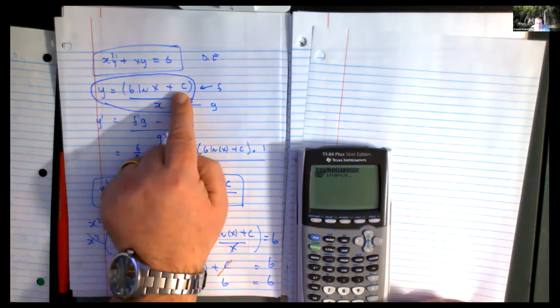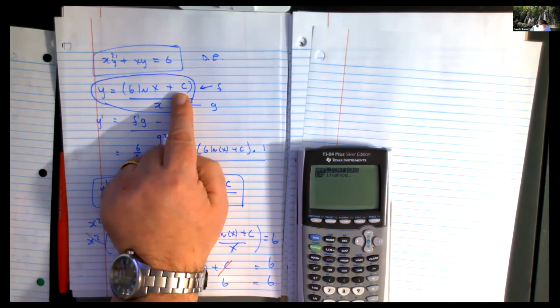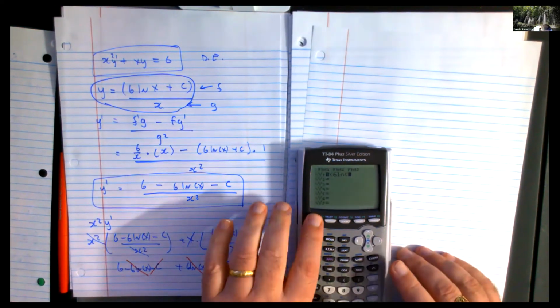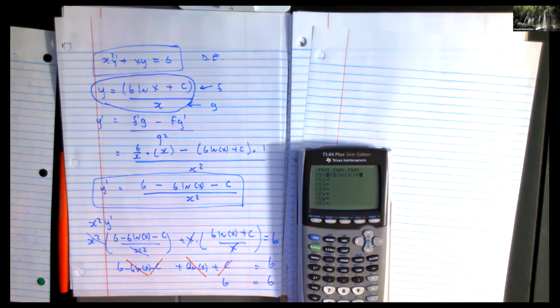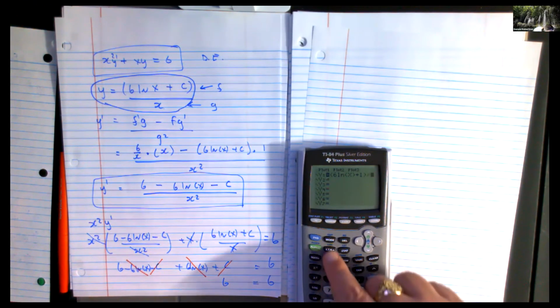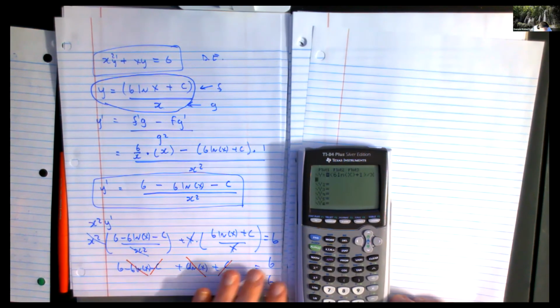And I'm going to pick, whoops, where the heck am I? There, 6 natural log of x, there we go. And plus 1, all divided by x. So that's me doing one example of that.